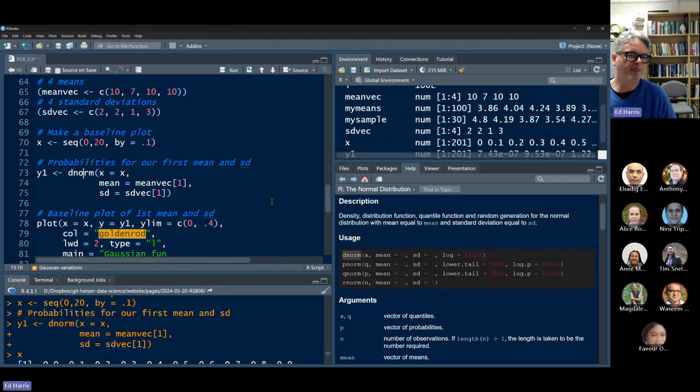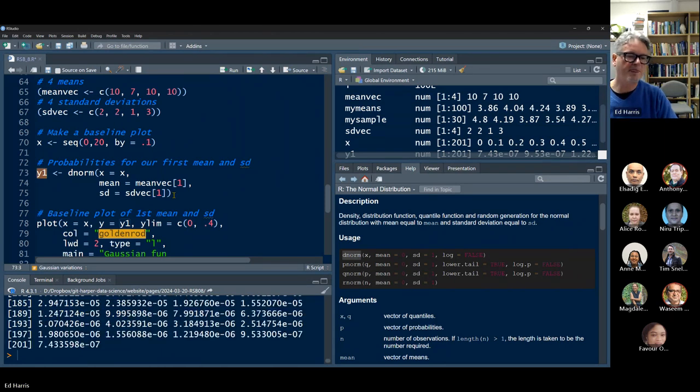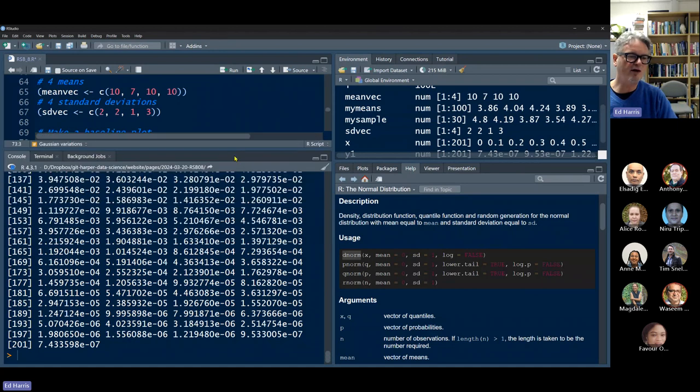So if I just do this for the first value, from our mean vec in position 1, and the standard deviation that corresponds to it in our SD vec in position 1. Boom. And let's look in the console, 3, 2, 1. So these are all quite low numbers.